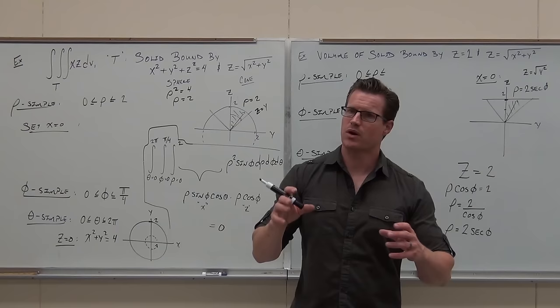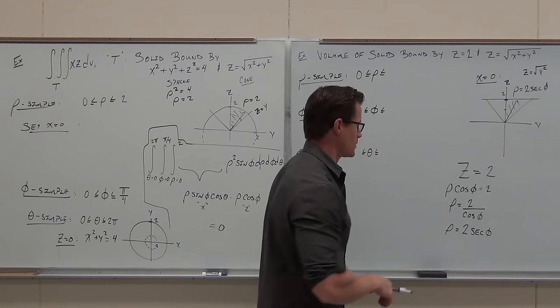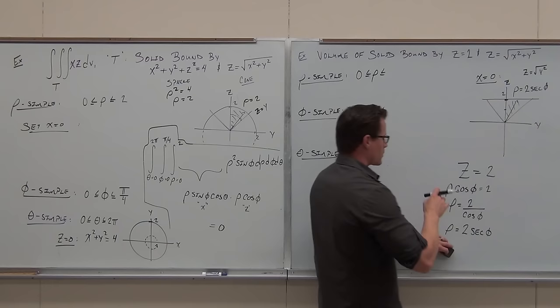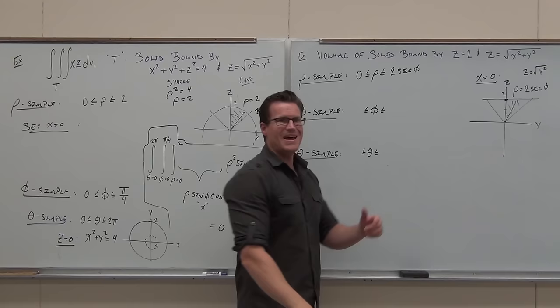It's not a surprise we get awkward things, because that's a rectangular coordinate system we're trying to define in terms of spherical. We're going to get awkward stuff. That's why it works best with spheres. But we can still use it here. Did you follow that? You guys okay with it? So when we go through our region, set x equals 0, no problem. We start at 0. We end at 2 secant phi.